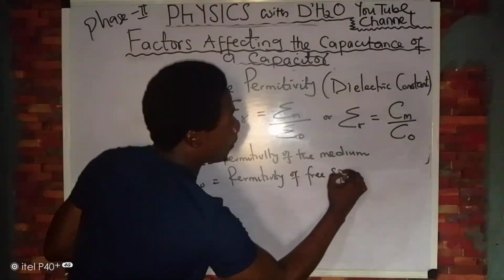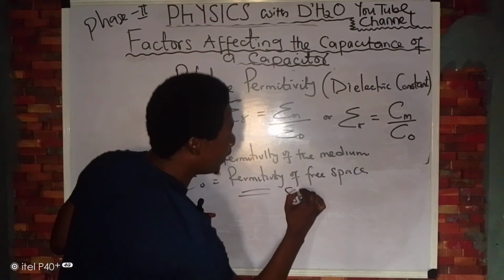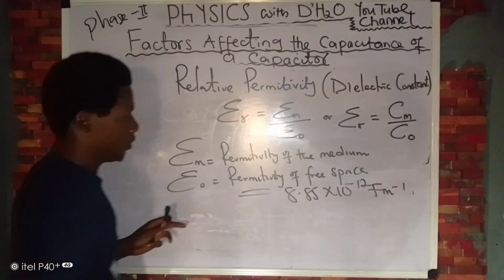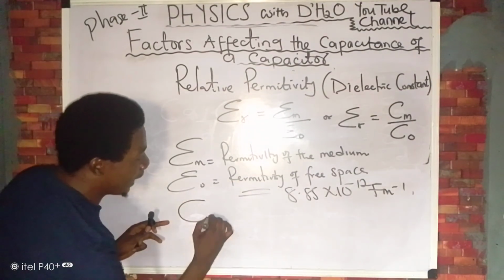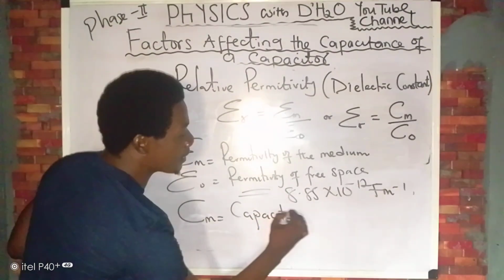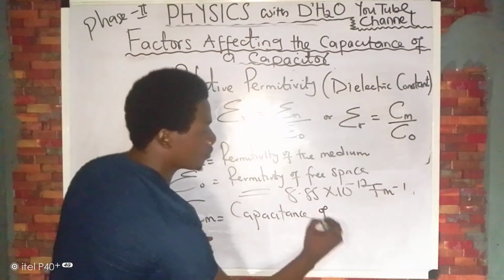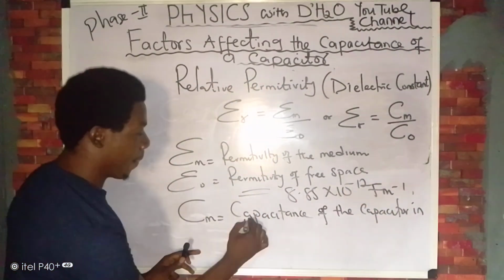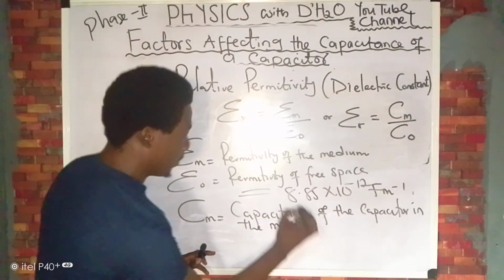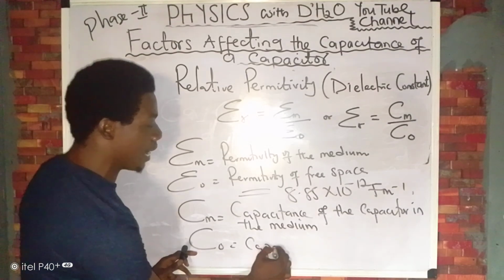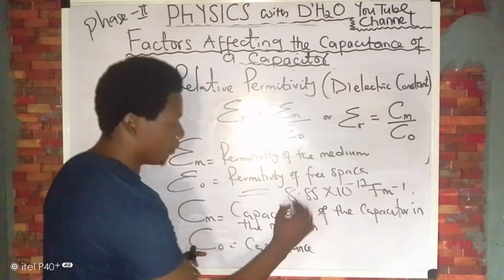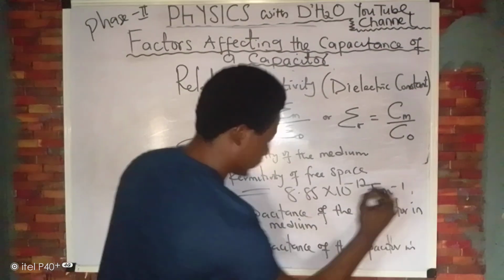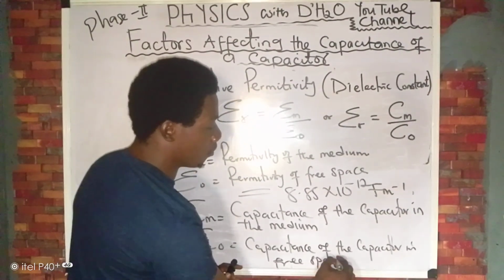Remember I told you that the permittivity of free space is a constant, 8.85 times 10 raised to the power of minus 12 farad per meter. Okay? Then your Cm is the capacitance of the capacitor in what? In a medium. C0 is the capacitance of the capacitor in free space. Please, it must be noted.